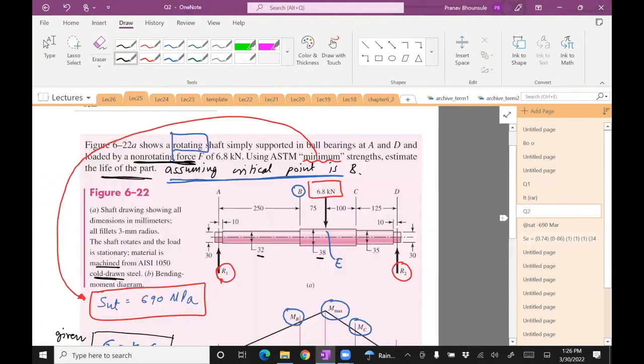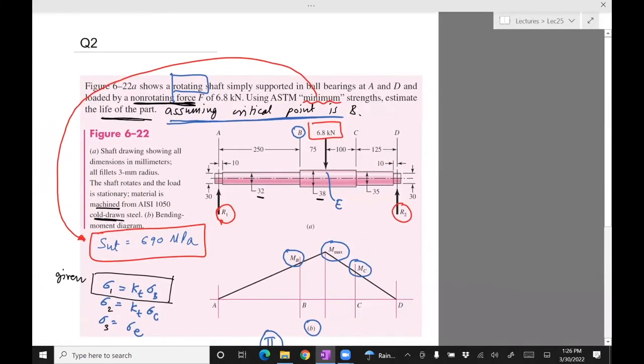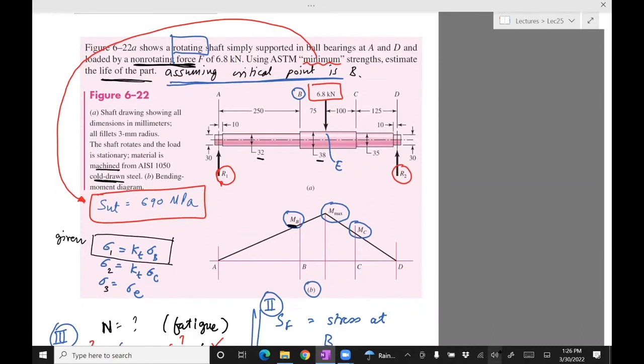Okay, for that, I need to take a look at the figure and redraw it in order to compute MB. So there's only one load, 6.8 kilonewton. And the distance, this is what I would need, is 250 plus 75, which is 325. And then this distance is 100 plus 125, so 225. So I would need to draw a free body diagram in order to figure out MB. So my goal is to compute MB now. Let's do that.